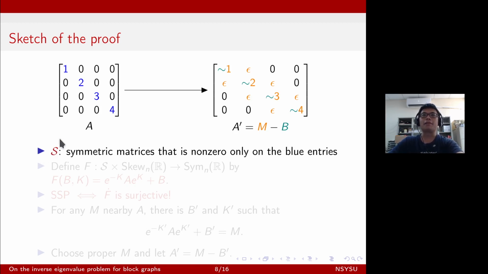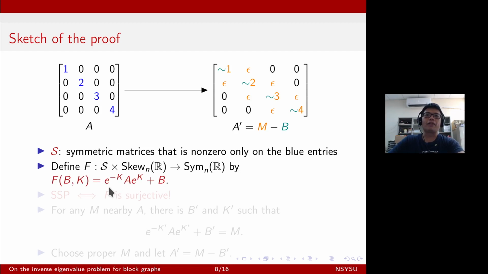Let's recall the statement first. We have a matrix with a smaller support, and we want to perturb it without changing the spectrum, but now it has a bigger support. Here is how we are going to do that. Let S be the set of symmetric matrices that are non-zero only on the blue entries. In this particular case, it is just the diagonal matrices. So S is a vector space.